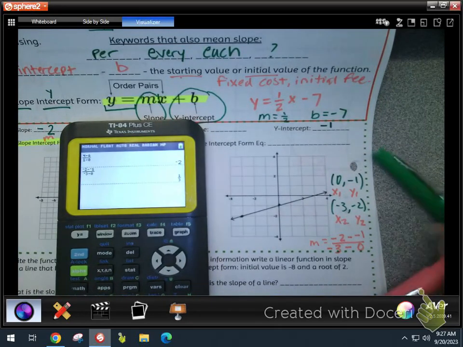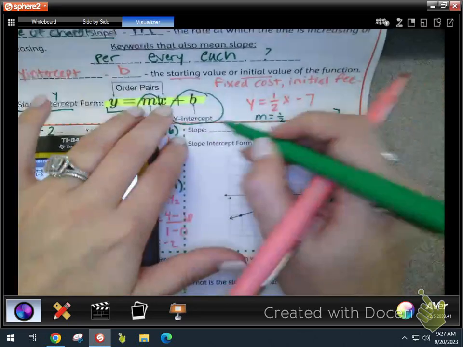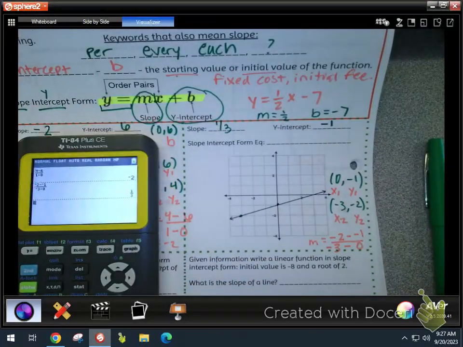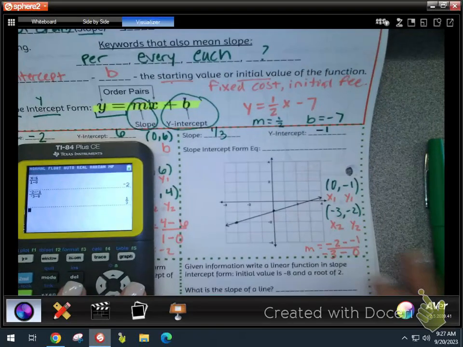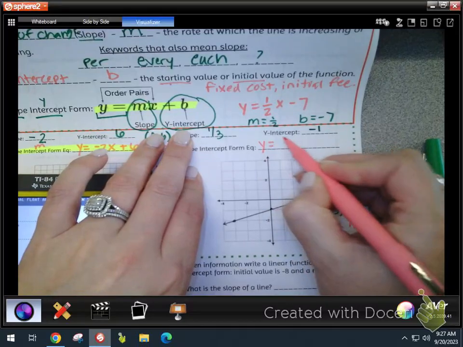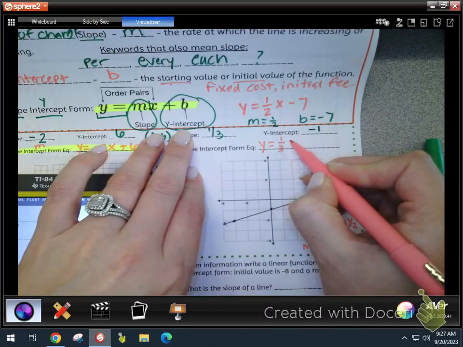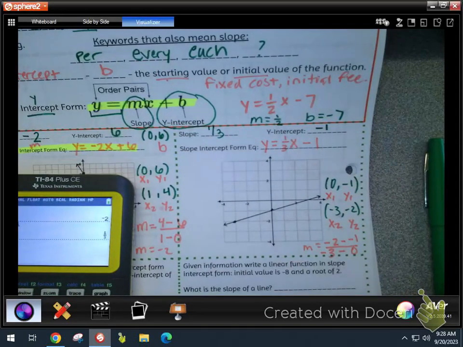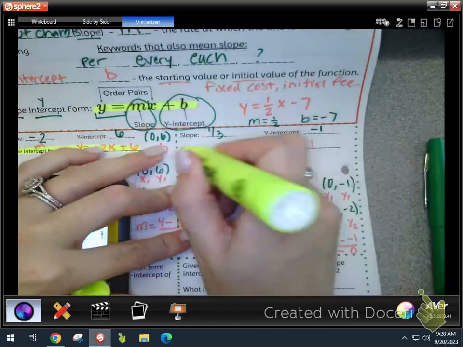1/3. Yeah. So my slope is 1/3. And y'all, slope is just a number. Now, how do you put it into the equation? Y equals 1/3x minus 1. Very good. So when you go to the equation, it's got to have the y and the x. Very good.